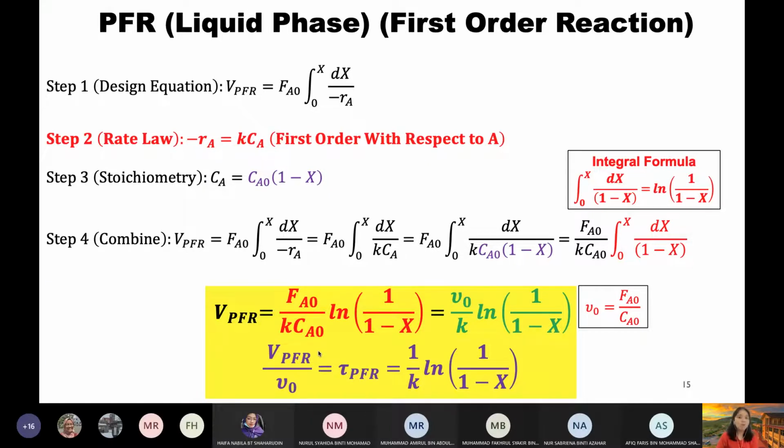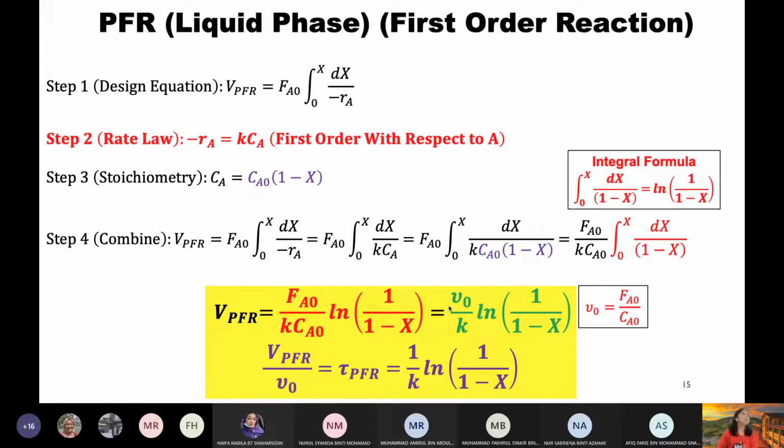But if you know volumetric flow rate, initial volumetric flow rate, you can also solve. Why? Because if you remember, Fa naught divide by CA0 is actually equals to inlet volumetric flow rate, your epsilon naught. Epsilon naught tu sama dengan FA0 per CA0. So, saya boleh replace FA0 per CA0 ni dengan epsilon naught. So now, equation saya dah jadi version kedua.